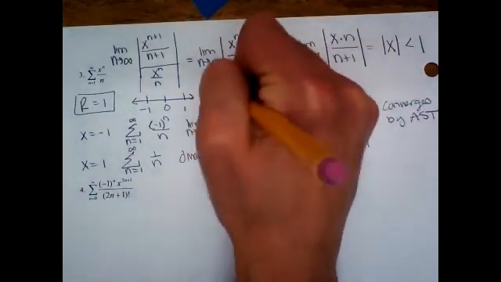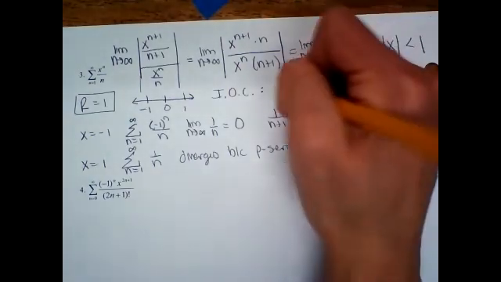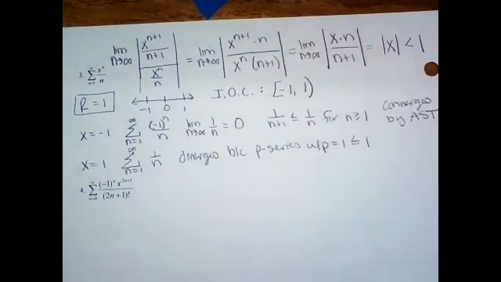So our interval of convergence is, yeah, we're going to have a bracket on the negative one and a parenthesis on the positive.